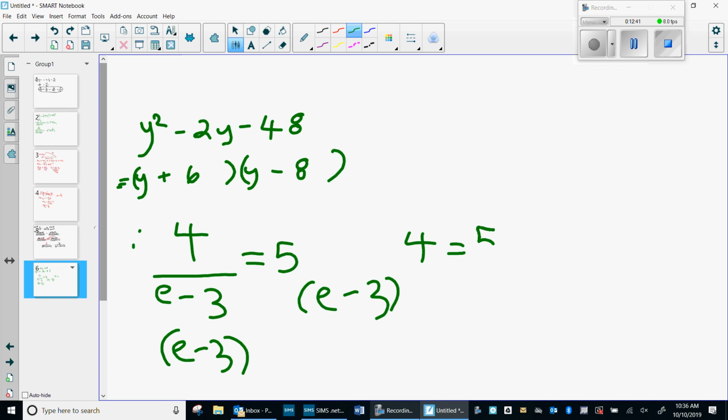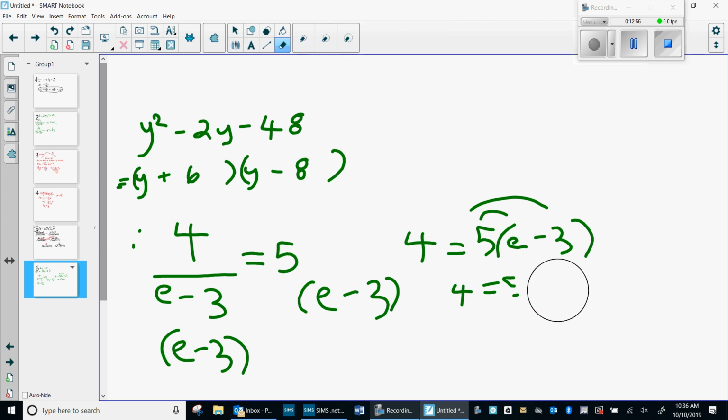And then you still have 5 on this side, and then you have this bracket there, so like that. Then from there I expand it. So then you take, sorry, 5e, take away 15. And we want it just by itself, so we're going to add 15 on this side.